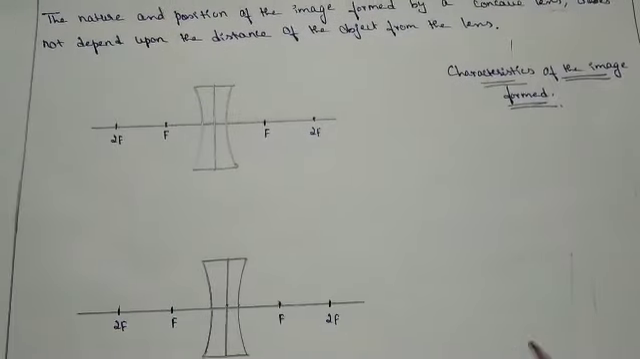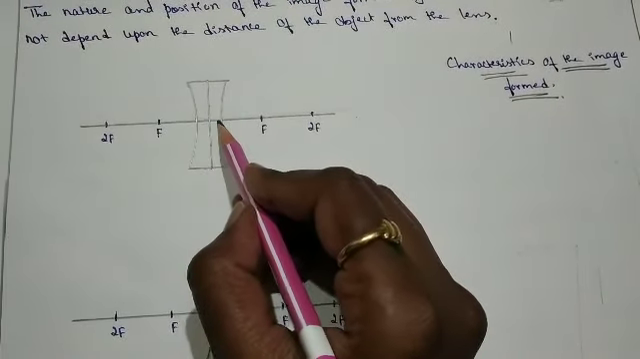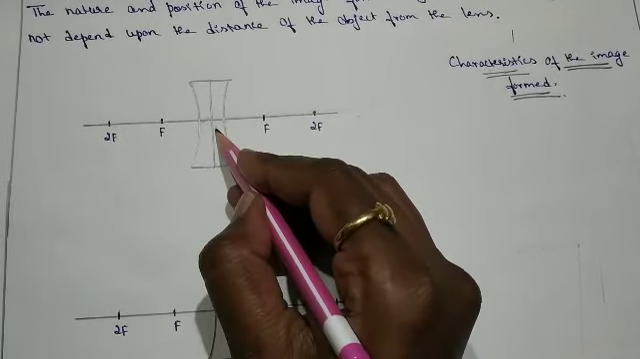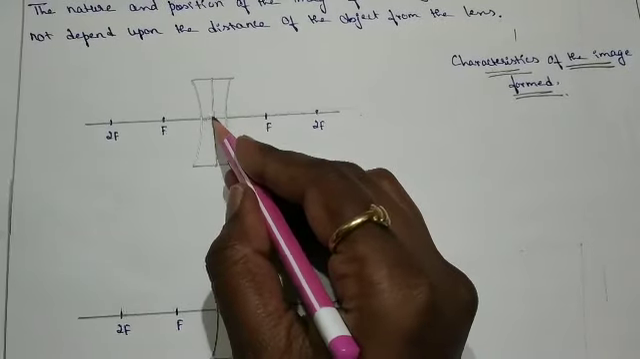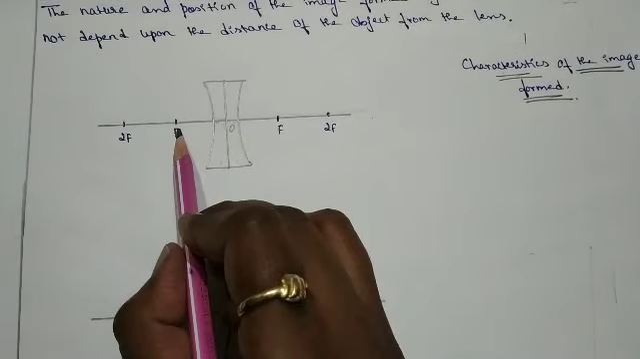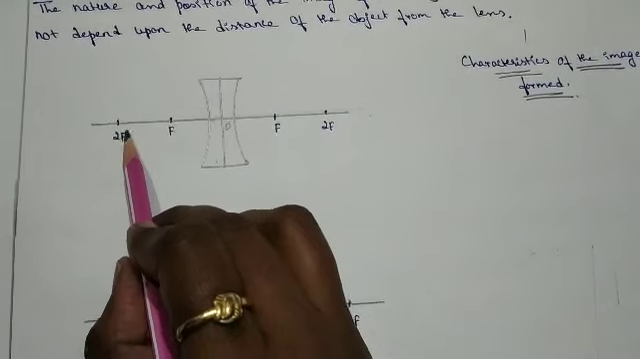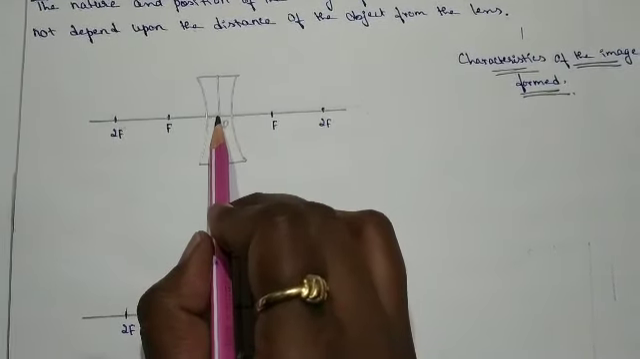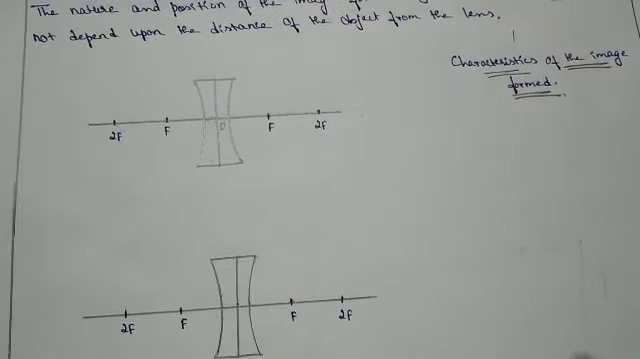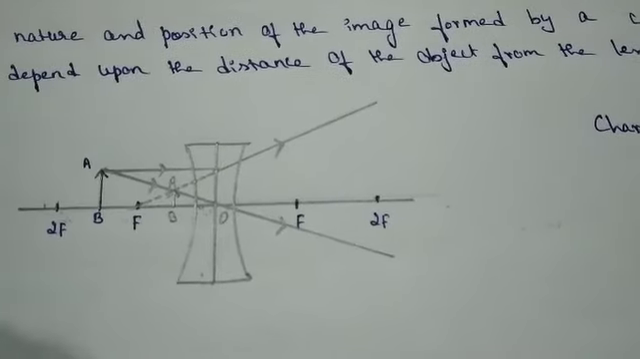So here the skeletal diagram is ready, children. In between this I have taken 1 centimeter, and the aperture is drawn by taking 0.5 centimeter each, that is, 1 centimeter in the middle. The same from optical center to focus is 2 centimeters, and from focus to double focal length is again 2 centimeters. So from optical center to double focal length it is 4 centimeters. Like this the unit is maintained the same. This is called a skeletal ray diagram.